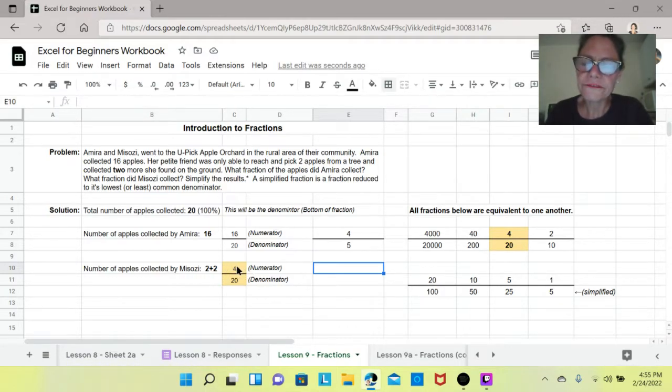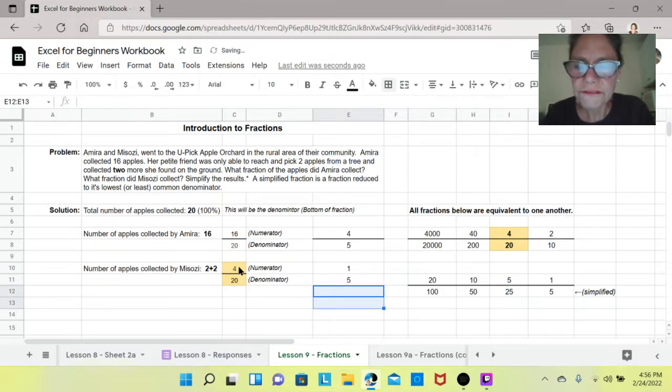4 times 1 is 4, 4 times 5 is 20. Hold on a second. Oh, yeah, that's fine. 4 times, all right, it would be 1/5. That would be the simplified result of this one, because 4 times 1 is 4. 4 times 5 is 20.